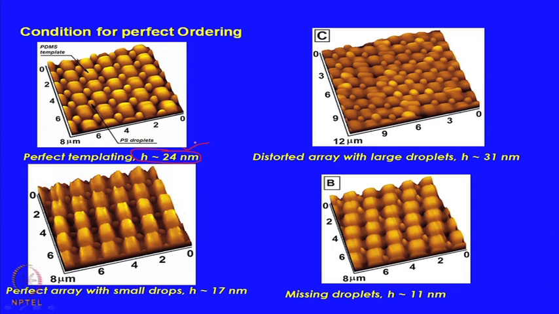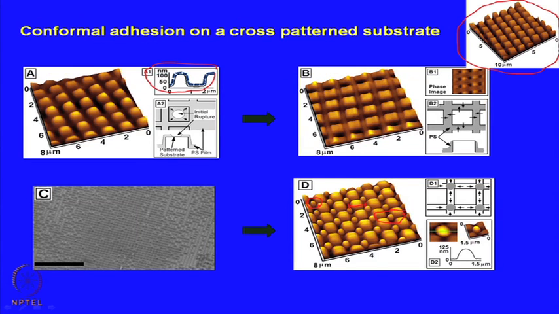These can be resolved with simulations, and people have been doing these sorts of things. So, for larger or smaller, lower or higher film thickness, the ordering tends to get distorted. As you can see, you have some droplets which are missing here, you have droplets which are smaller, or here you have some droplets which are interconnected.